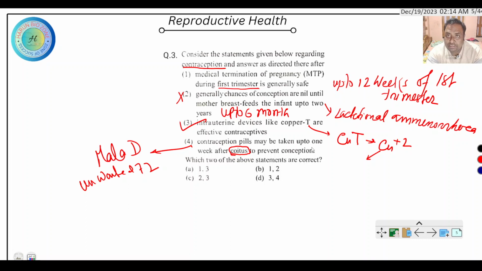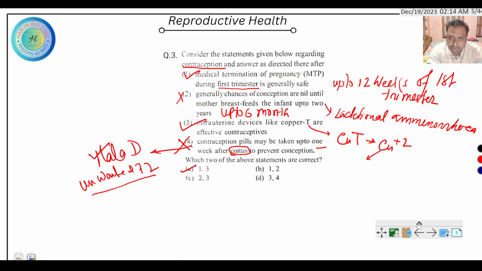After sexual intercourse, not a week after: in case of Unwanted 72, use the pill within 72 hours of coitus. But in case of Malady, use this tablet every day. This is also a wrong answer. So the right answers are 1 and 3, and A is the correct option.